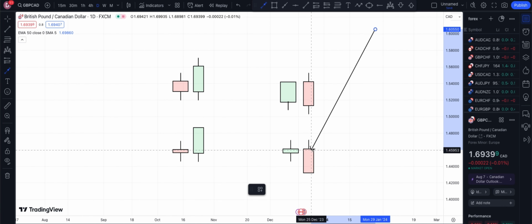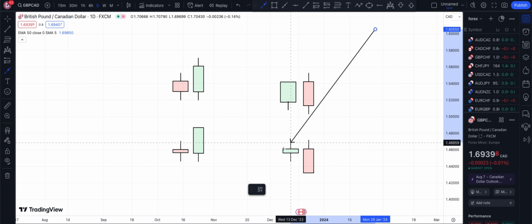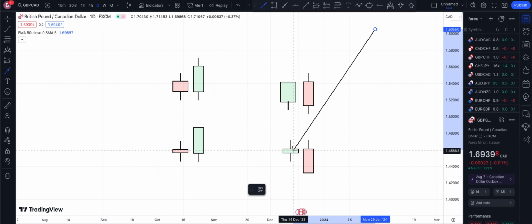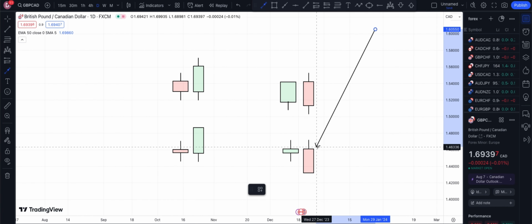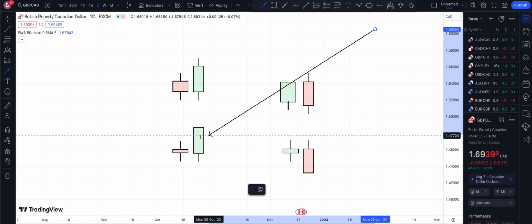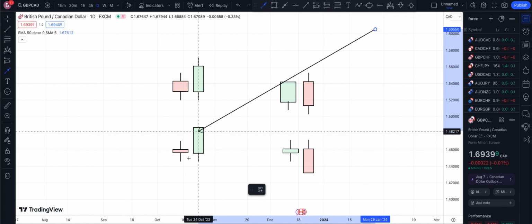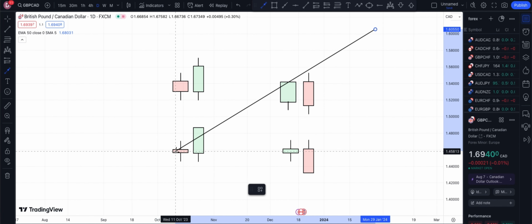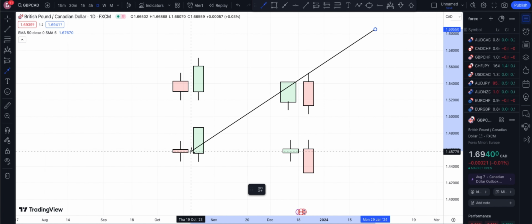We have a very strong bearish candlestick with a very weak bullish candlestick. So this is considered a bearish engulfing pattern. That's all it is. It is a candlestick that engulfs the previous candle. Same thing over here. A bullish candle engulfed this previous doji. It has to engulf the previous candle.